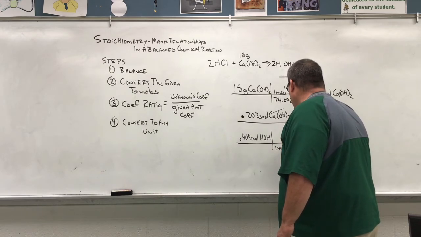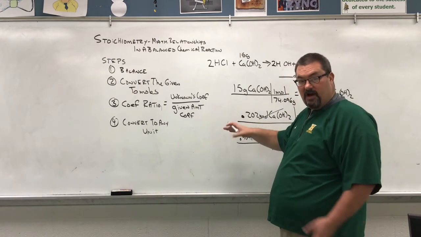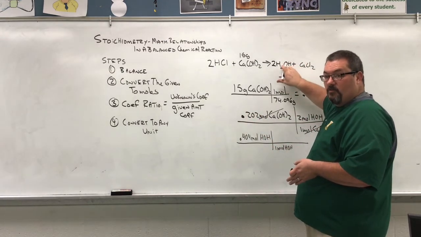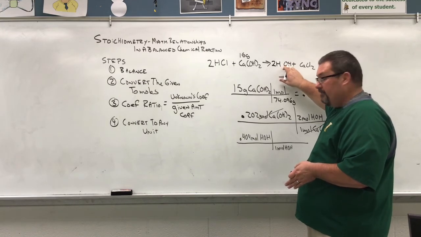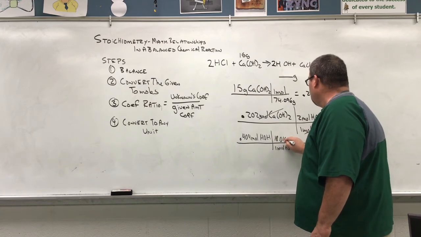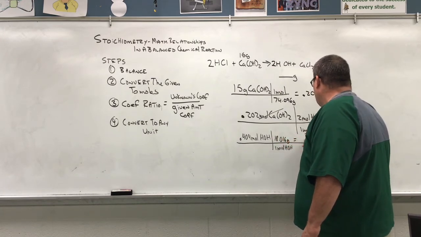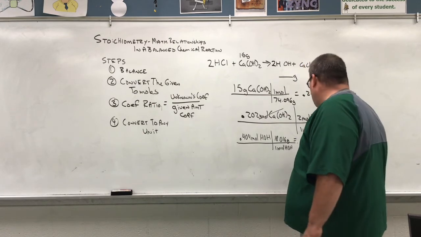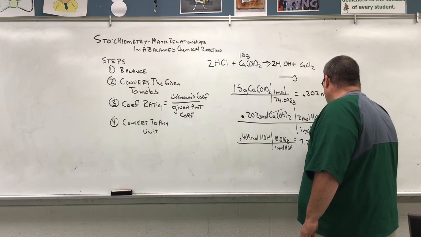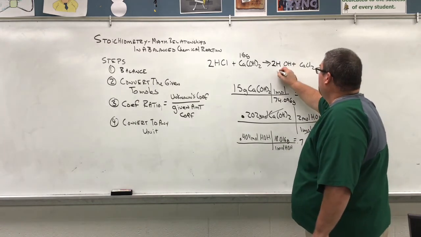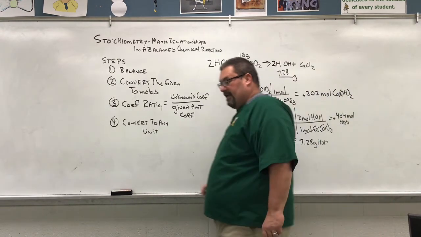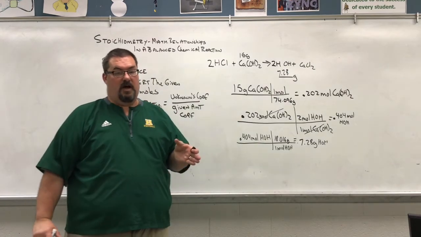1 mole of HOH. If I need to convert to grams, then I need the molar mass of HOH. 16 for oxygen, 1.008 for every hydrogen. So this will be 18.016 grams. And so that is going to be equal to 7.28 grams of HOH. So I can write that back up here, 7.28 grams. And that is how you solve a stoichiometry problem.